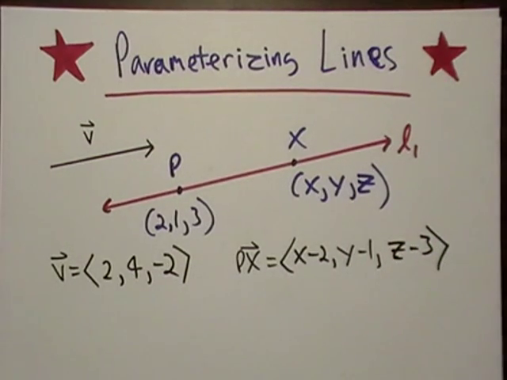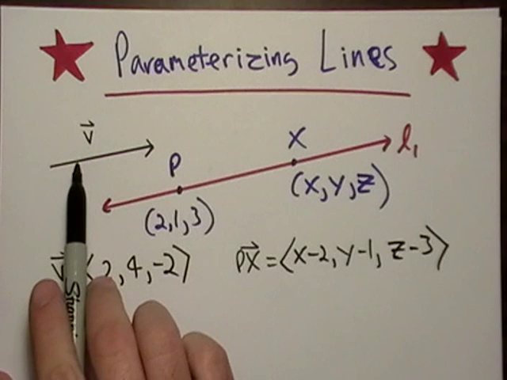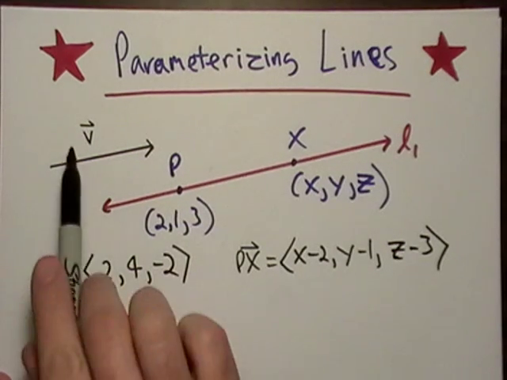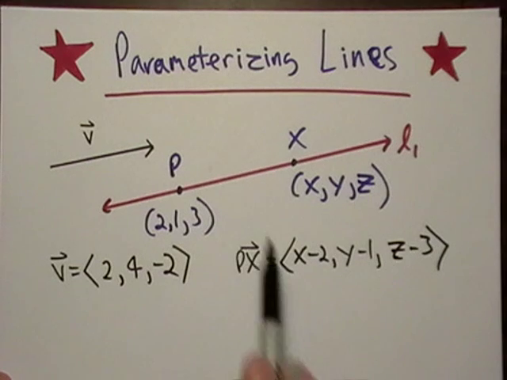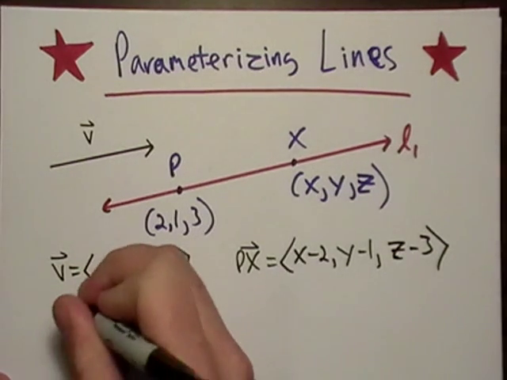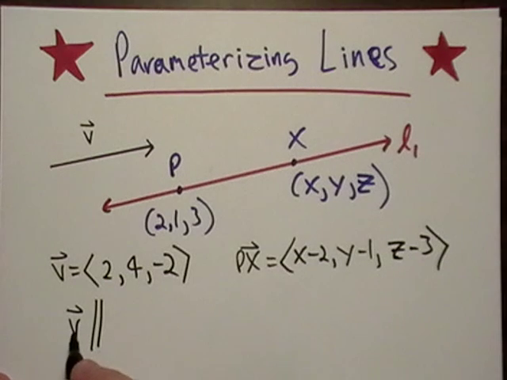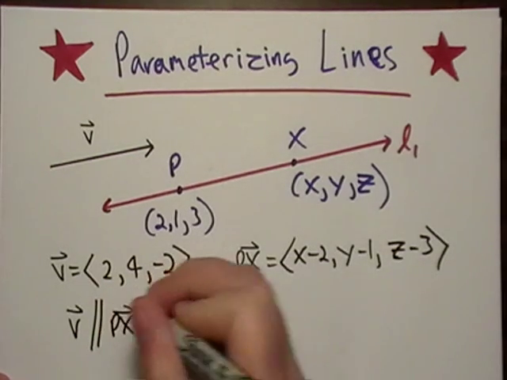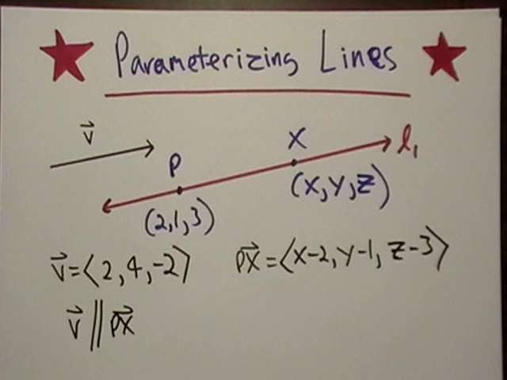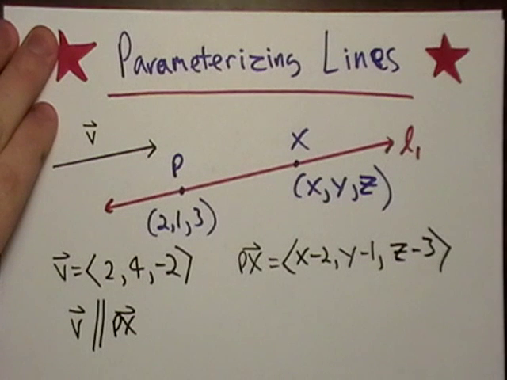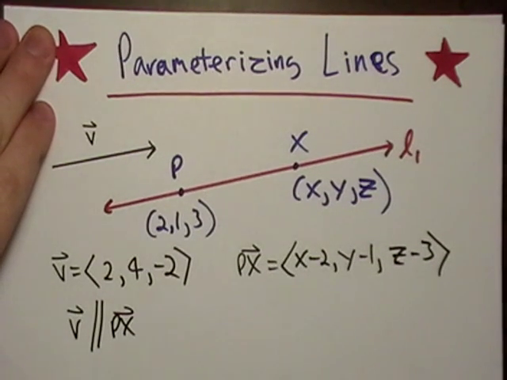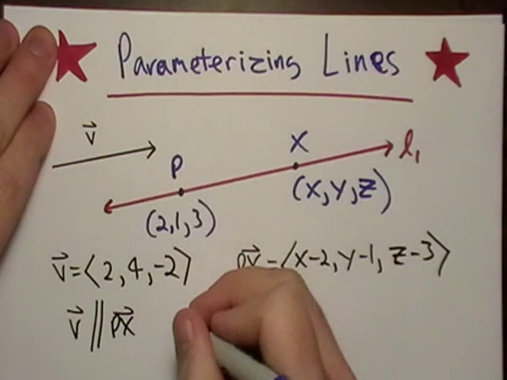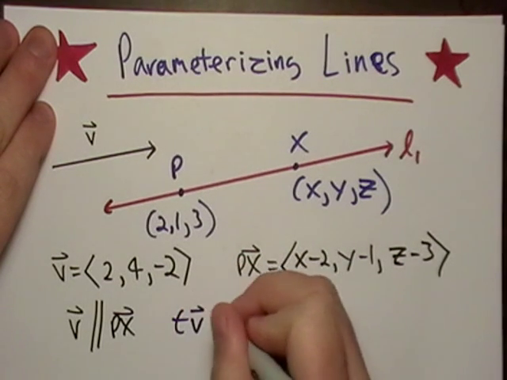Now notice how if vector v is parallel to this whole line, it's certainly parallel to PX. So we can state that vector v is in fact parallel to vector PX. Now, they aren't equal, however, but we are going to make that happen. So let's say we want them to be equal. If we want them to be equal, I need to introduce a scalar multiple that's going to make that happen.